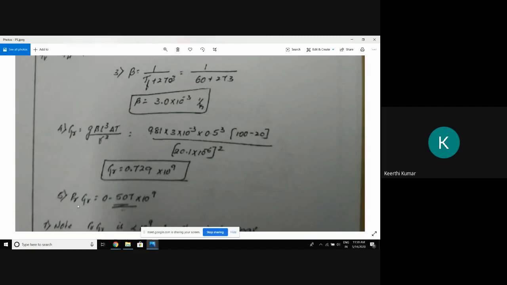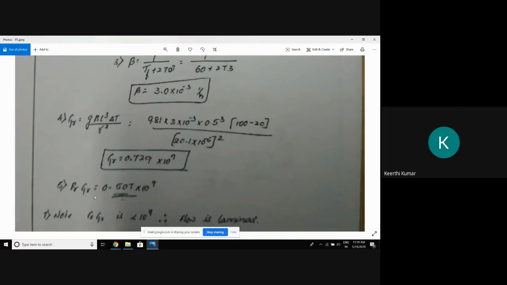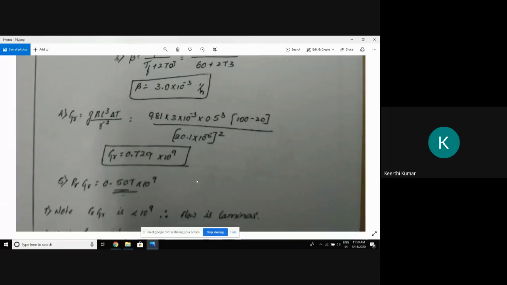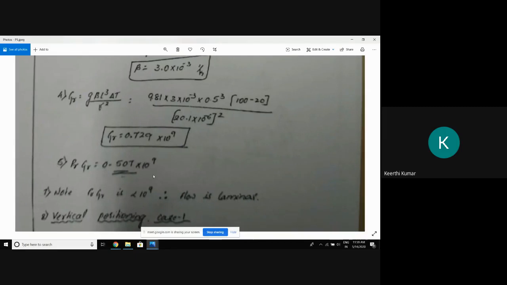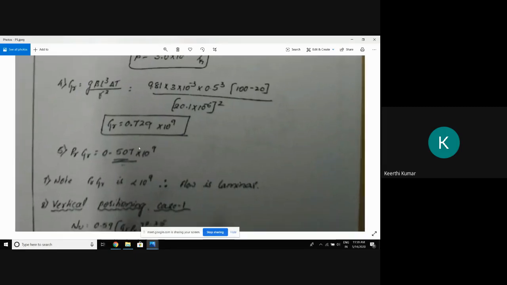The next step is the product of Grashof and Prandtl number. If we multiply these two, we get the value of Prandtl and Grashof number as 0.507 into 10 to the power of 9. You please calculate the values. Then check whether this is less than 10 to the power of 9 or greater than 10 to the power of 9. Of course, it is less than 10 to the power of 9. So I write a note: Note, GR is less than 10 to the power of 9. Therefore, the type of the flow is laminar when the plate is kept vertical.